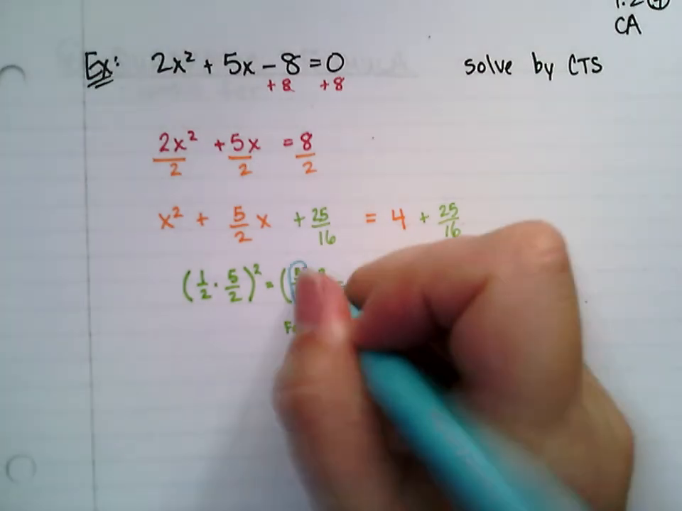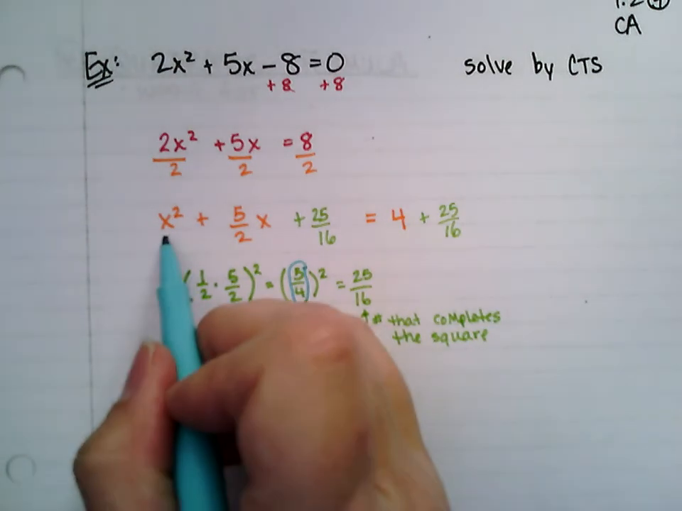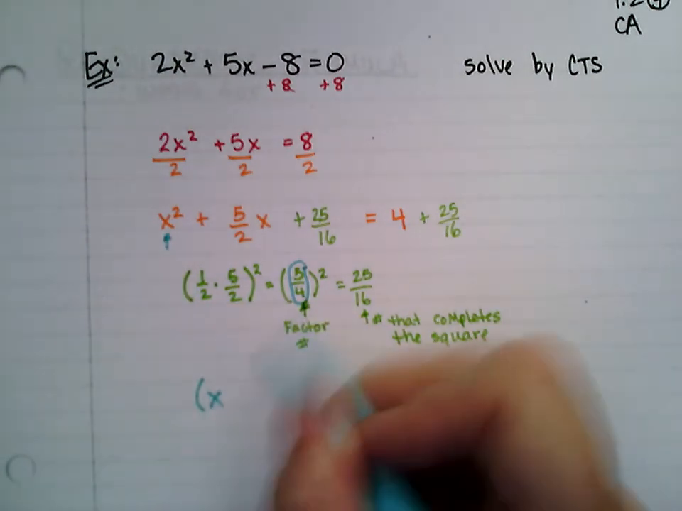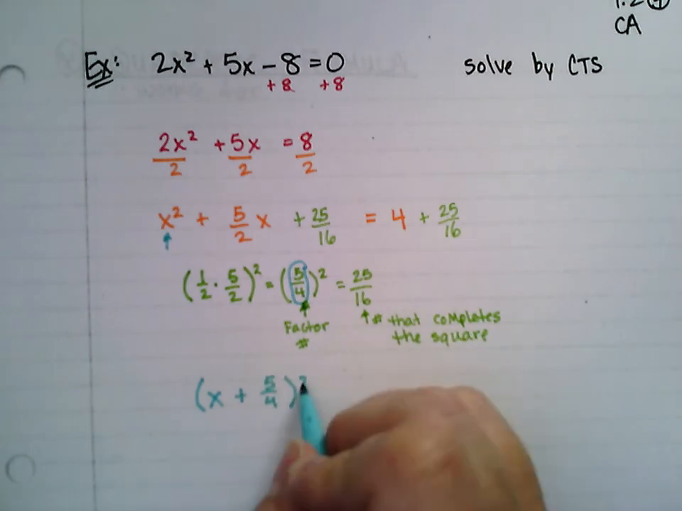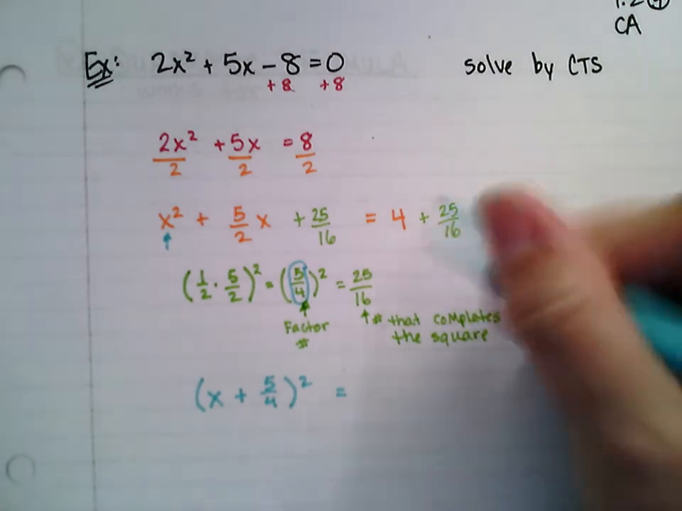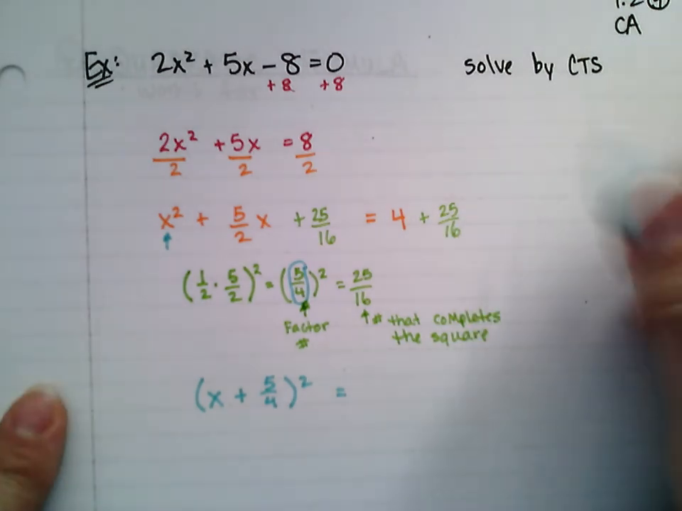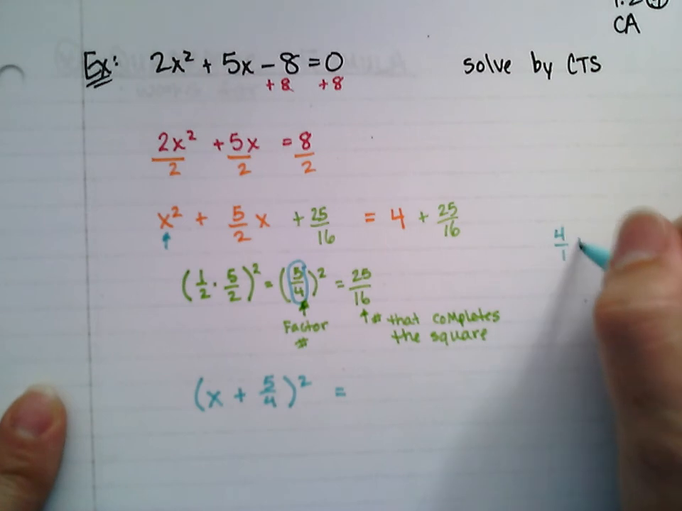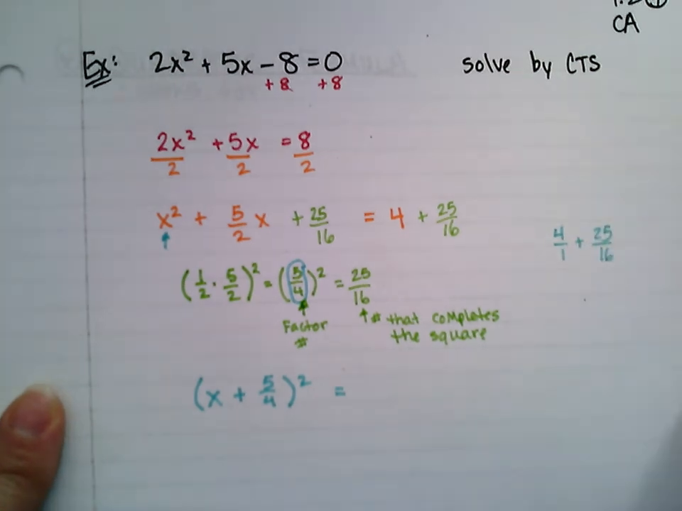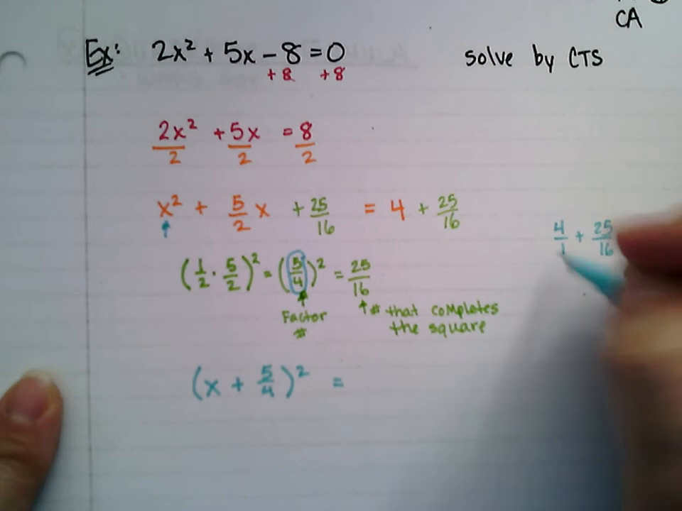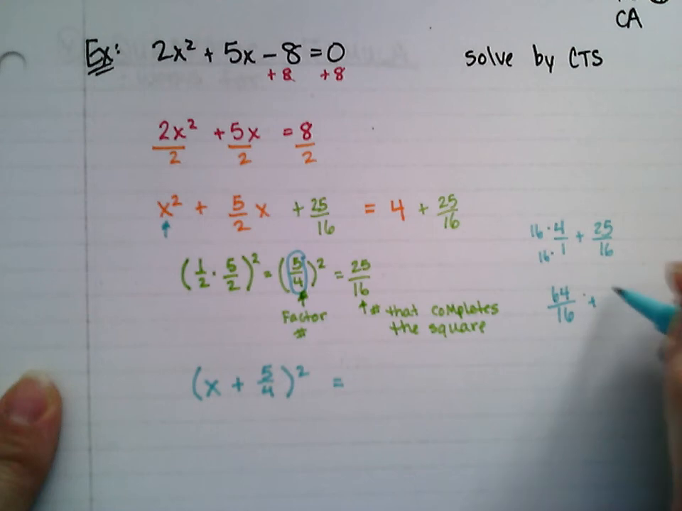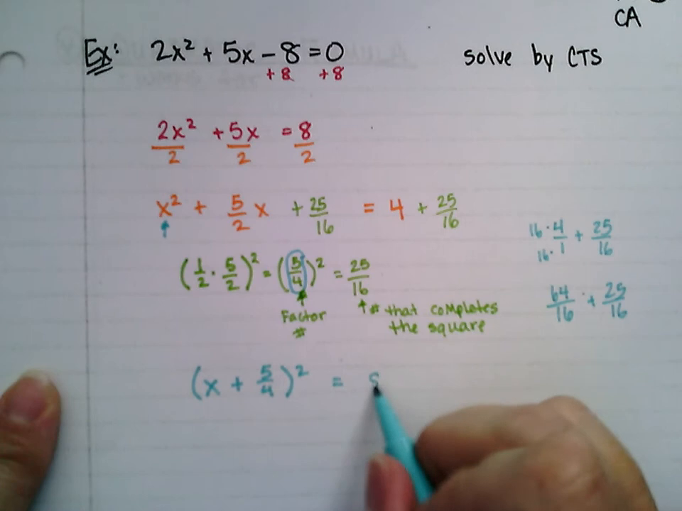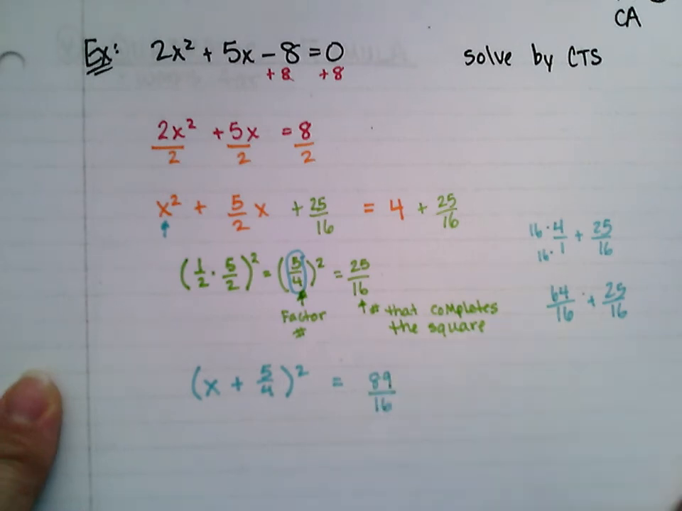Remember, this is my factoring number. So I take my variable, which is x. Since this is positive 5/4, it's x plus 5/4 squared equals, now I do have to add 4 plus 25/16. So 4 over 1 plus 25/16. 4 over 1 would be the same as 64 sixteenths plus 25 sixteenths. When I add those together, I get 89 sixteenths.